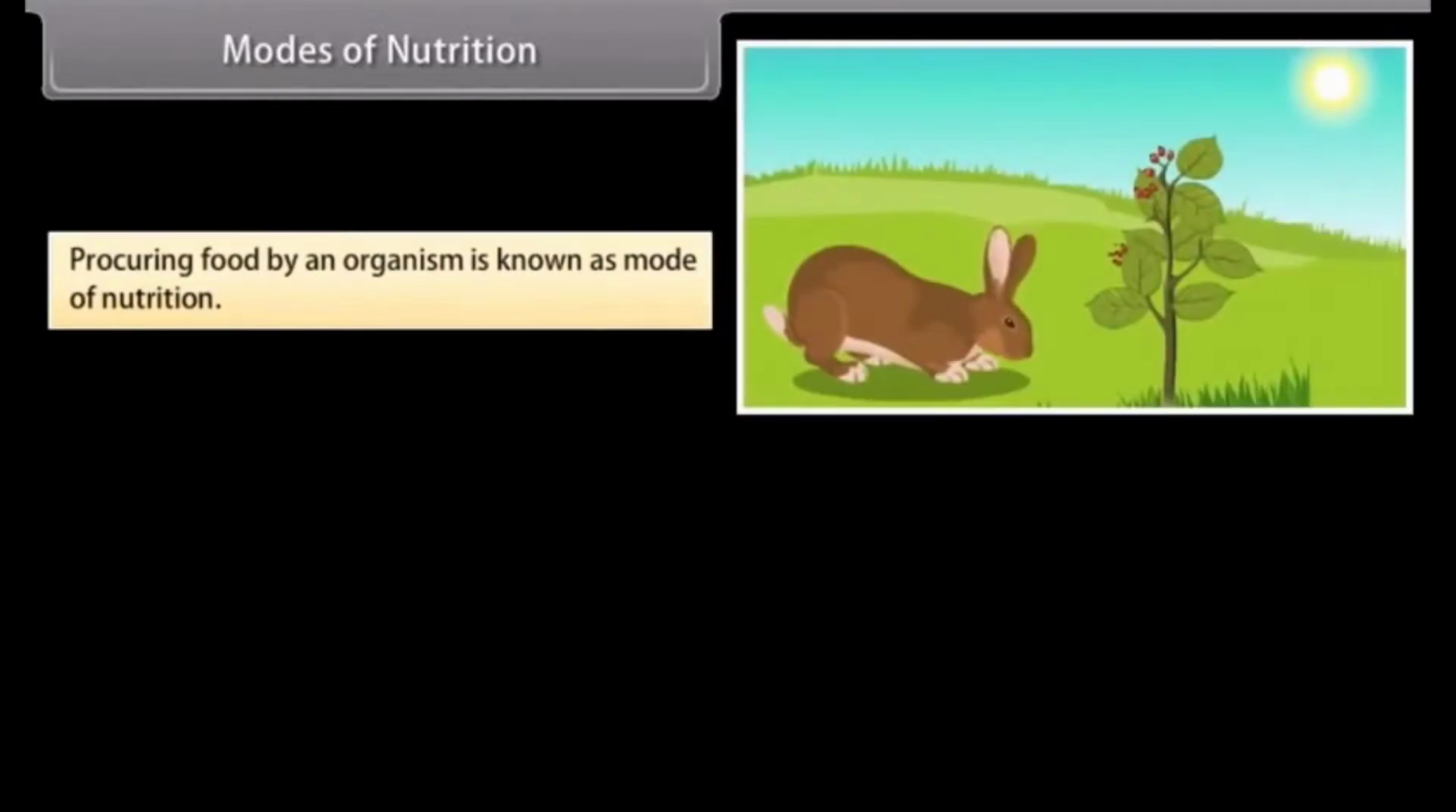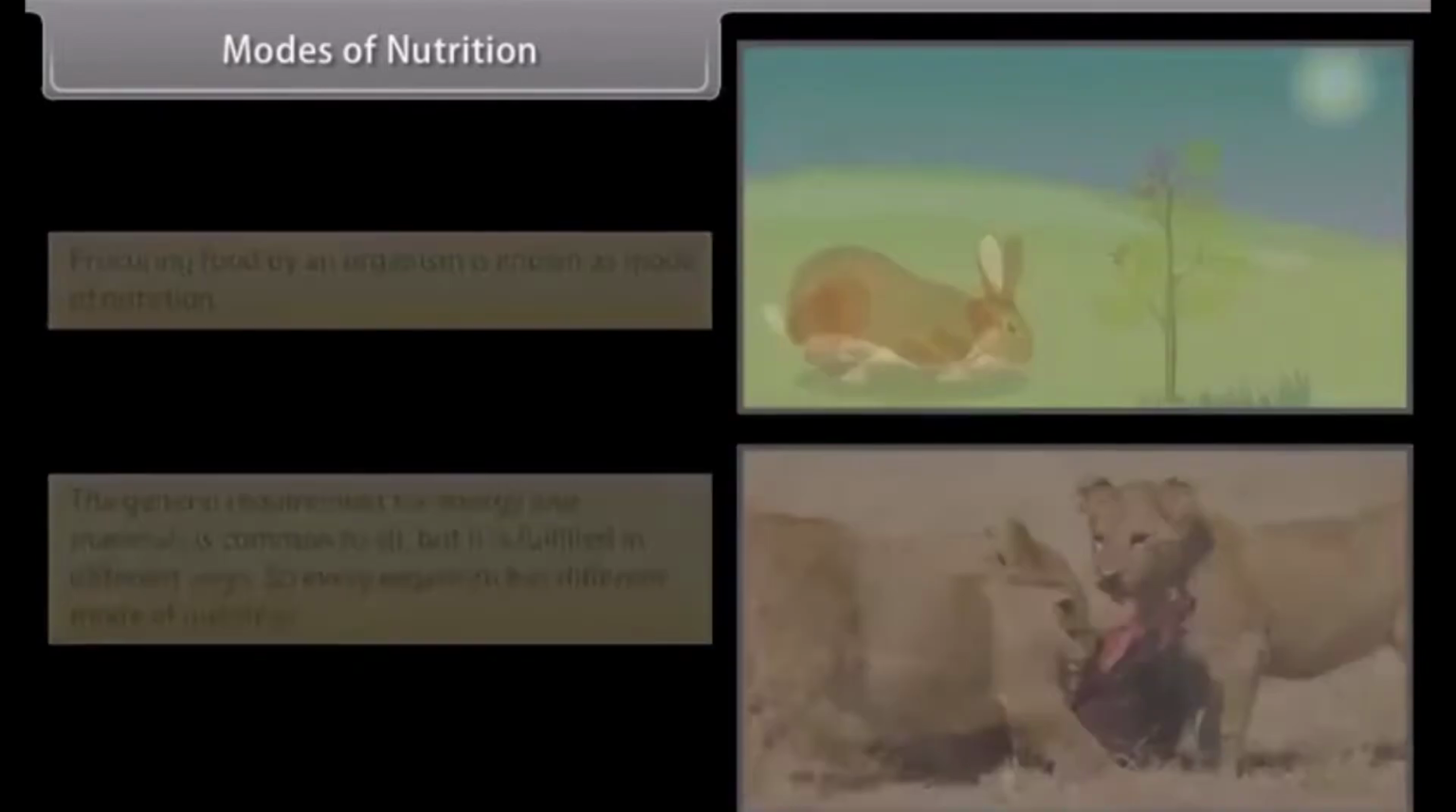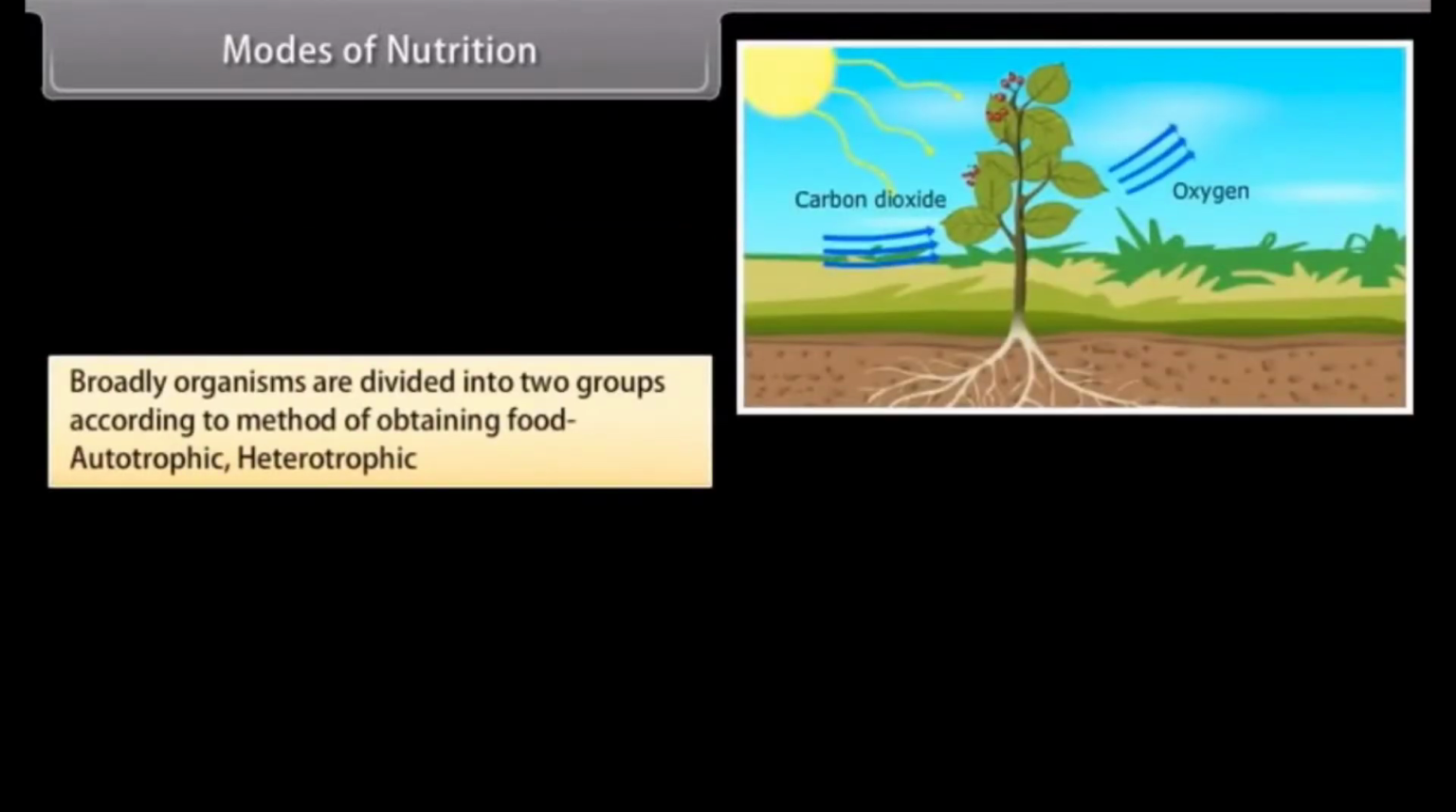Modes of nutrition. Procuring food by an organism is known as mode of nutrition. The general requirement for energy and materials is common to all, but it is fulfilled in different ways. So every organism has different mode of nutrition. Broadly, organisms are divided into two groups according to method of obtaining food: autotrophic, heterotrophic.